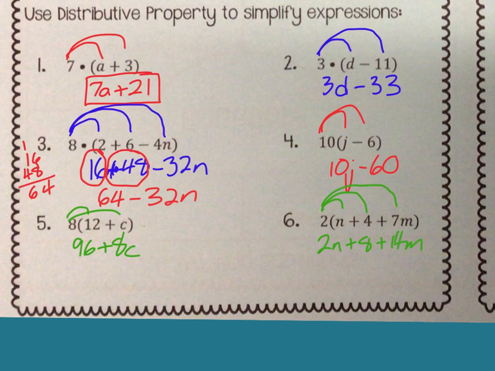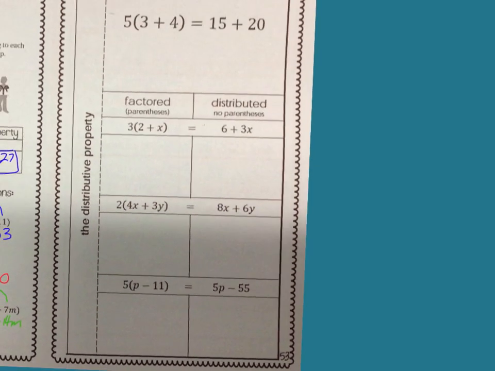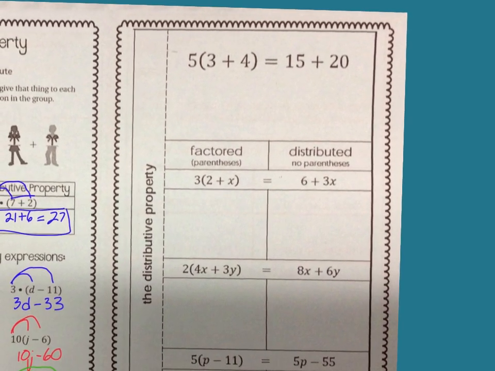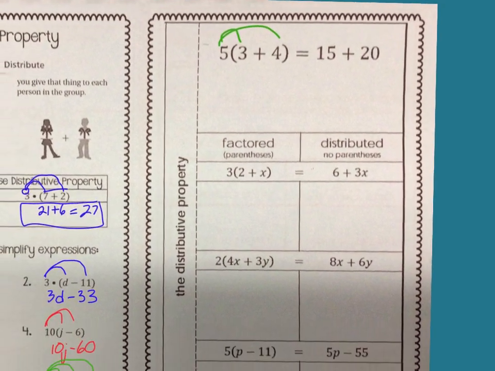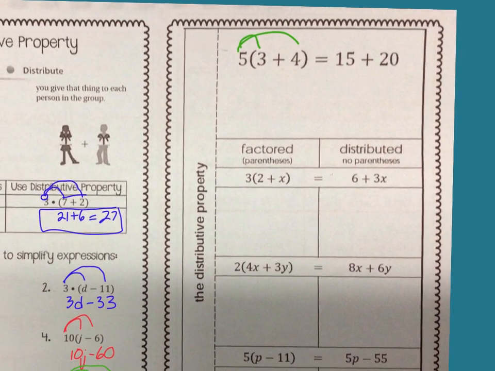All right, moving on to the next section here. We're practicing some more of this. So you can see right here that they went 5 times 3, and they got 15. Then they went 5 times 4, and they got 20. So that's how that worked. We call this right here factored, and this is distributed.